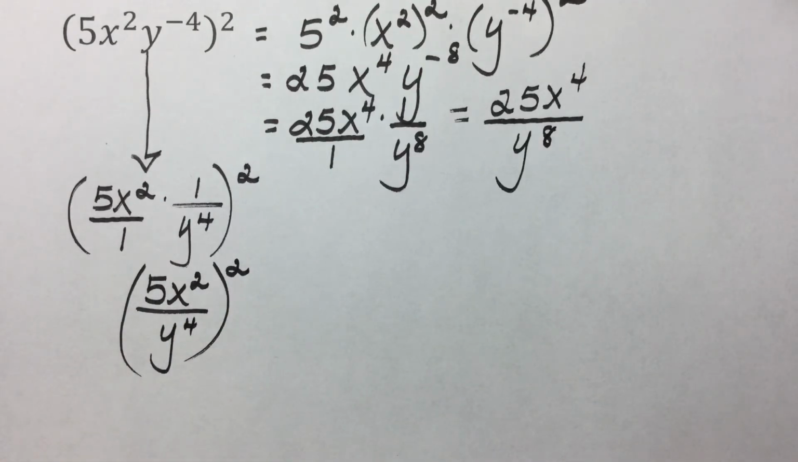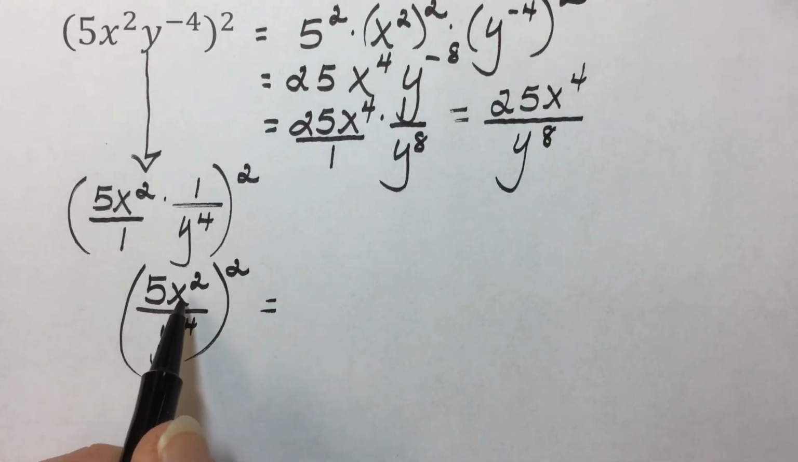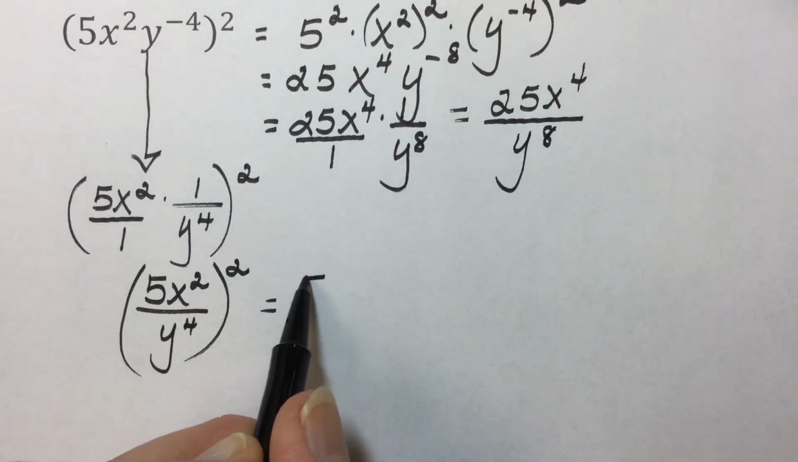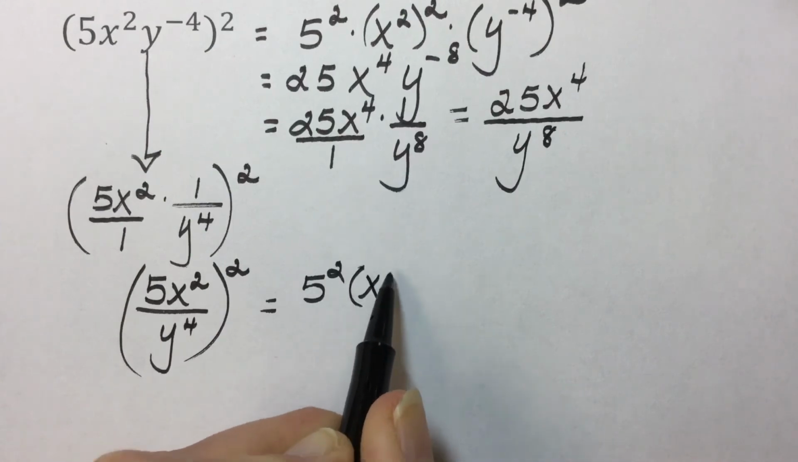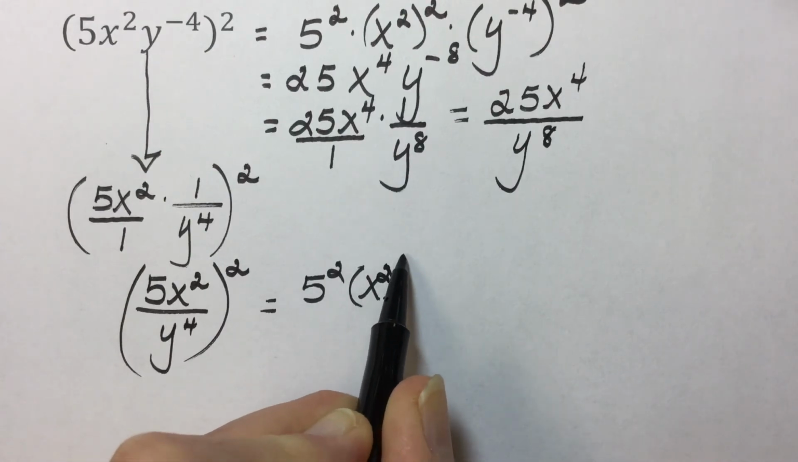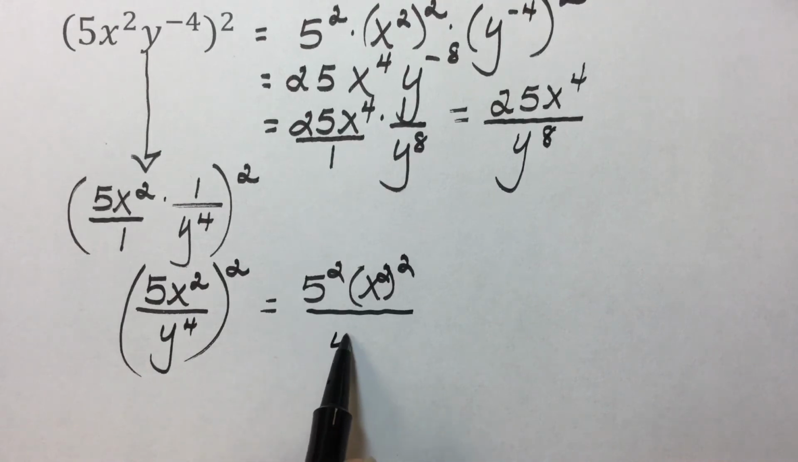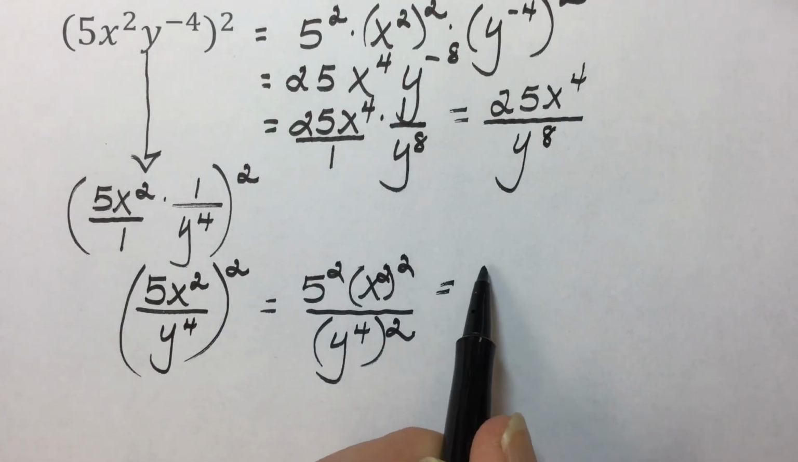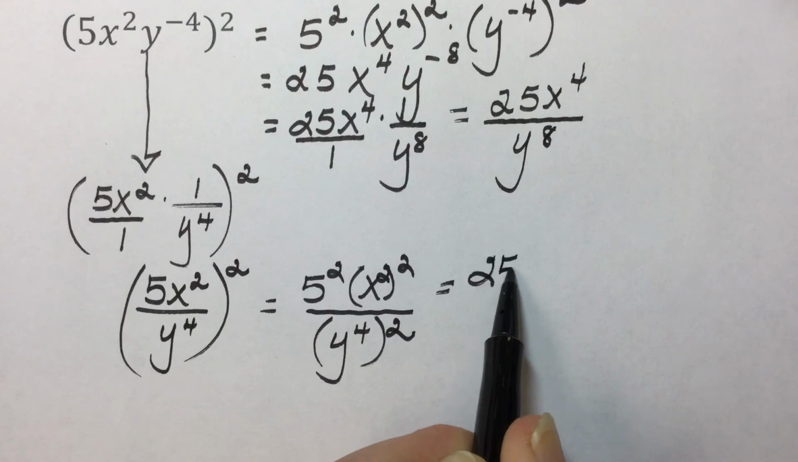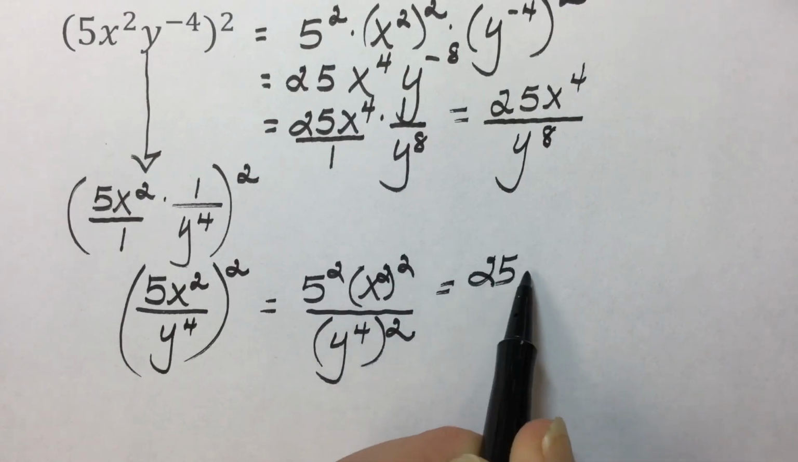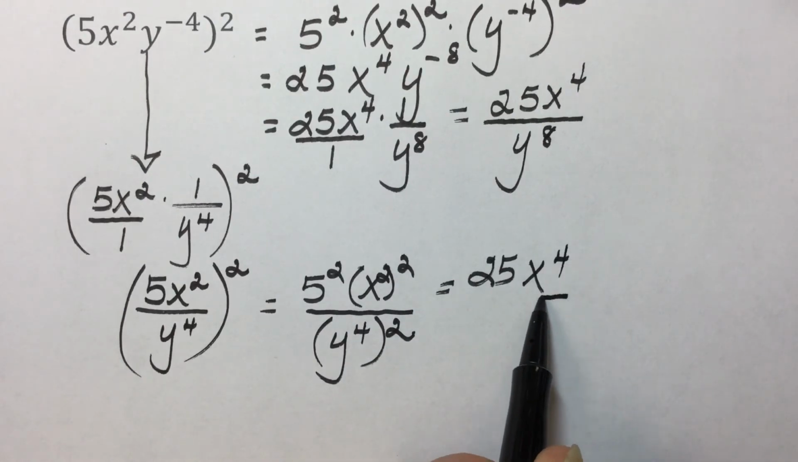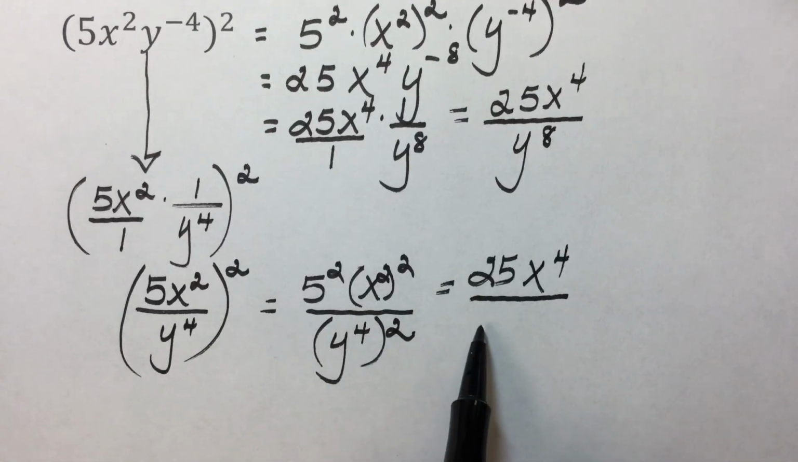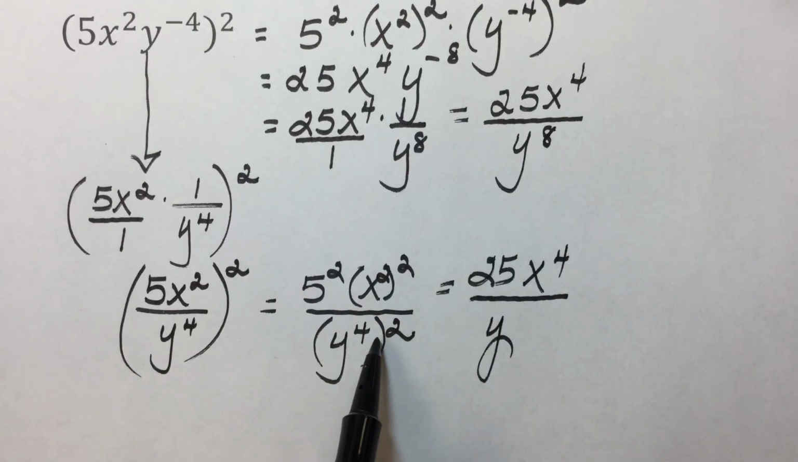Now we have a quotient raised to a power, which means each one of these terms is going to be raised to that power. 5 is raised to the second, x to the second is raised to the second, and the denominator y to the 4th will also be raised to the second power. Simplifying that, 5 squared, 5 times 5, is 25. A power raised to a power, the power rule says multiply those exponents. So we have x to the 4th, and likewise in the denominator, we will use the power rule to give us y to the 8th.